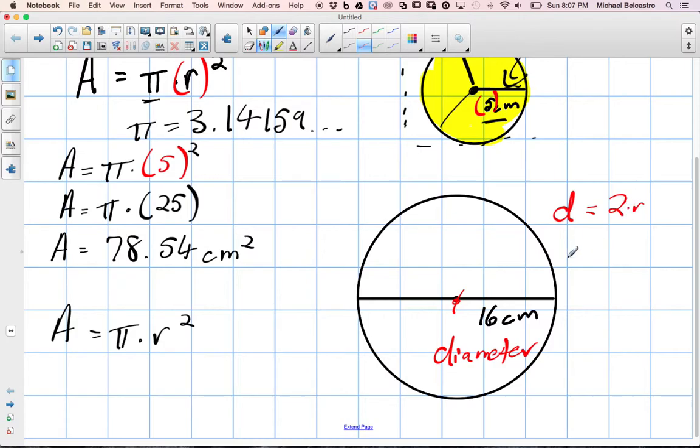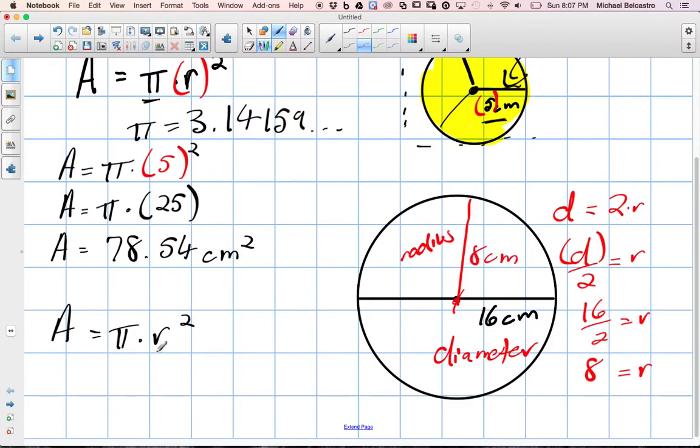2 times r, if we were to move 2 to the other side, we'd have d divided by 2 is equal to r. If the diameter is 16, we replace d with 16, so we get 16 divided by 2 is r, and 16 divided by 2 is 8. So the radius, okay, is 8 centimeters, and that's the value we're going to replace our r with. So we get A is equal to pi times 8 squared.